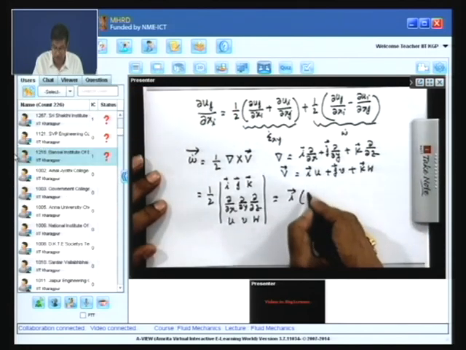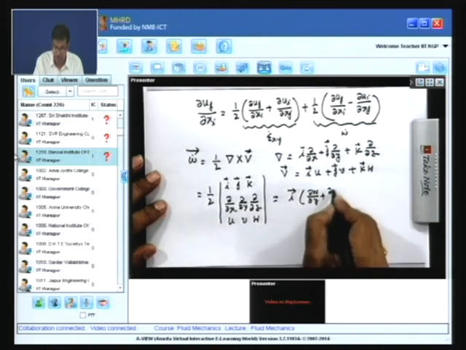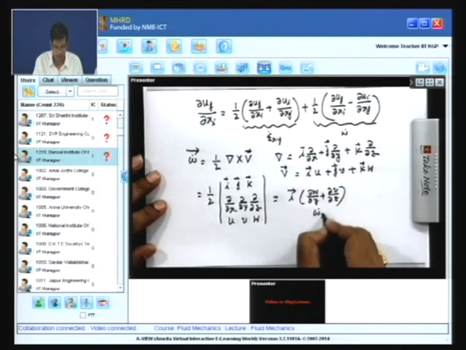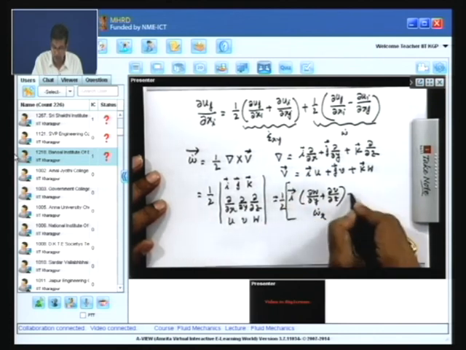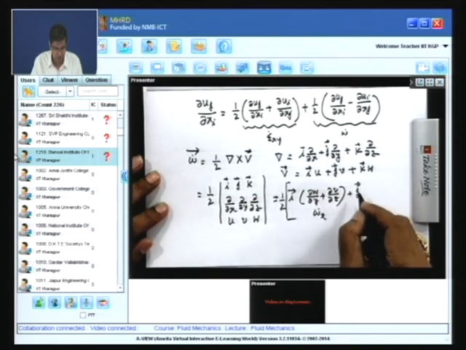That means if you do ∂w/∂y minus ∂v/∂z, which is nothing but omega dot x. You understand? Half is there, j, that is omega dot, that will give you the omega dot y.